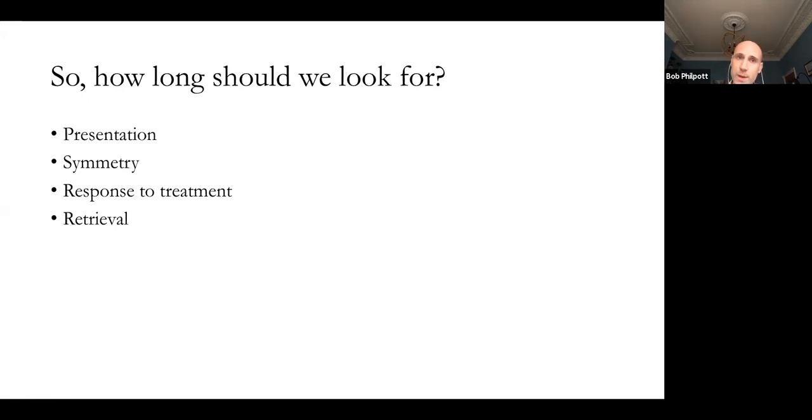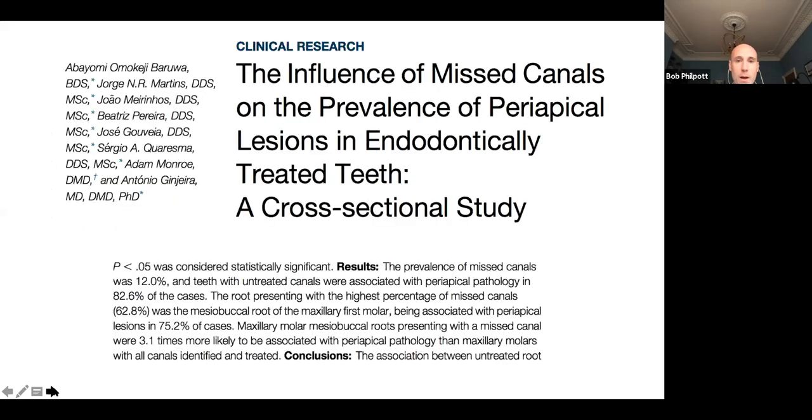It wouldn't just be a confirmatory cone beam CT to confirm that I'd missed the canal. It would probably be preparation for surgery as well. And actually some of the literature is a little bit conflicting in terms of its benefit, in terms of it finding additional anatomy. But the short answer to that question is yeah, I probably would.